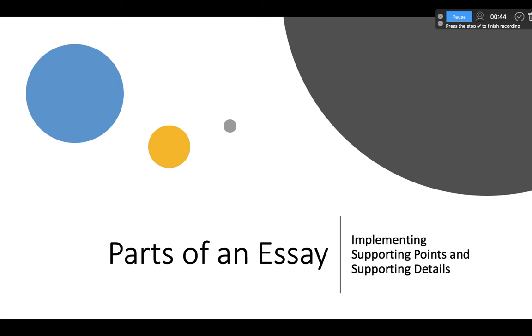And as I've said in previous videos, supporting details, supporting points, evidence, is so important. Because if you don't have solid supporting points and details and evidence, then your topic sentence becomes pointless and your thesis statement becomes pointless, okay? Because your supporting points and supporting details support your topic sentences and your thesis statement.